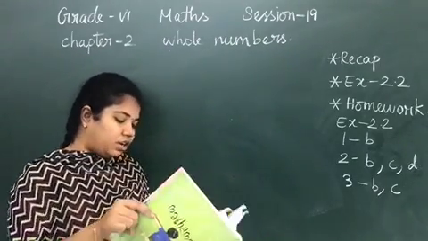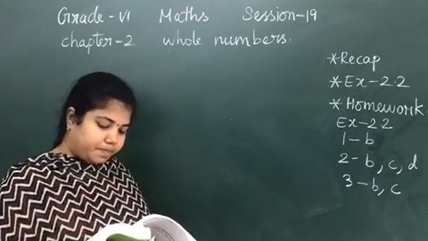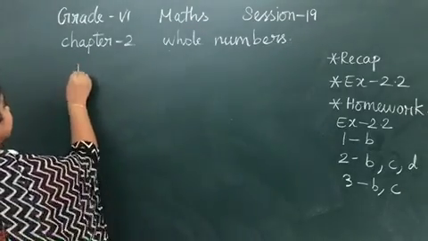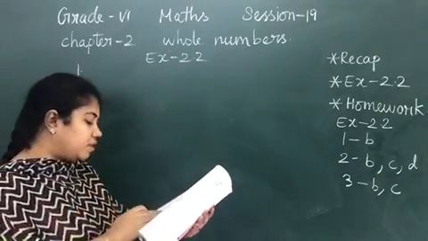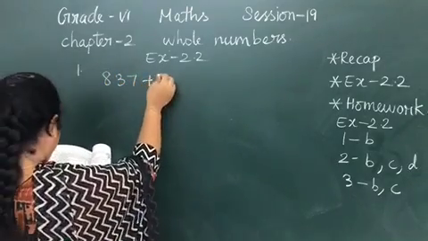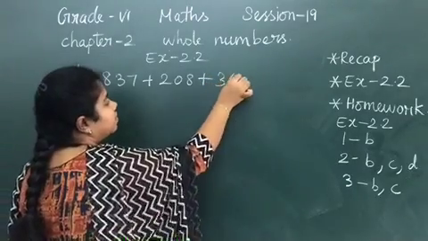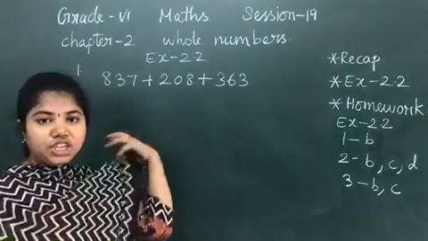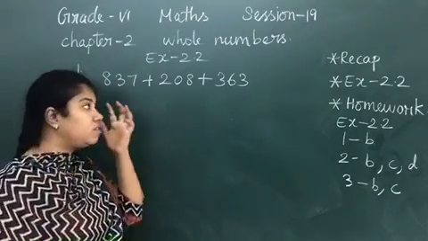Now, turn your page to the 2.2 exercise, page number 40. Find the sum by suitable rearrangement. See the first sum, 837 plus 208 plus 363. This is your sum. Now what you are going to do is arrange it in such a way that it will be easy for you to add these numbers. Can you understand? So what are you going to do now?